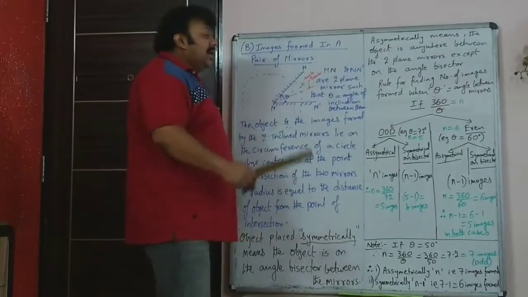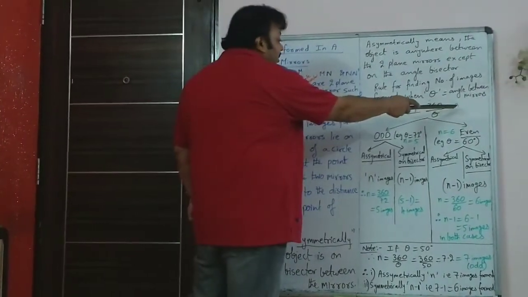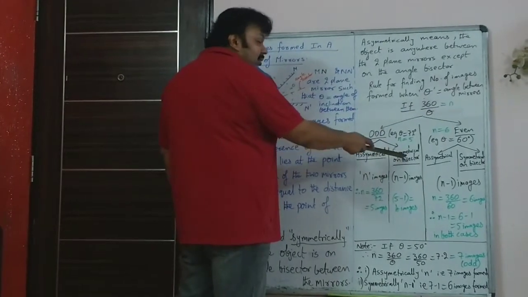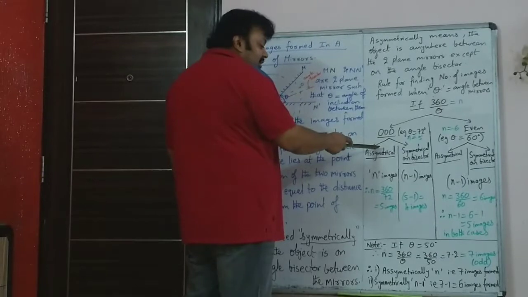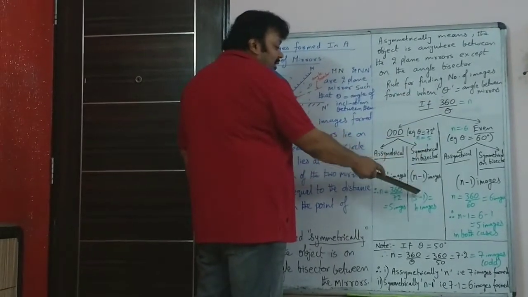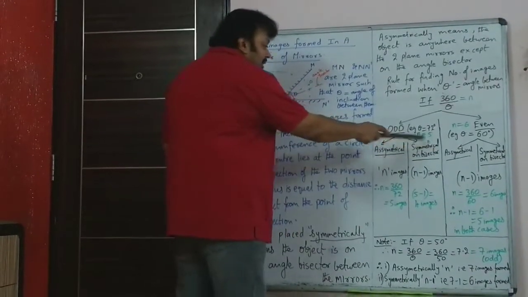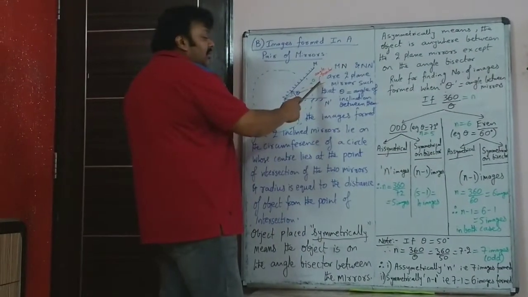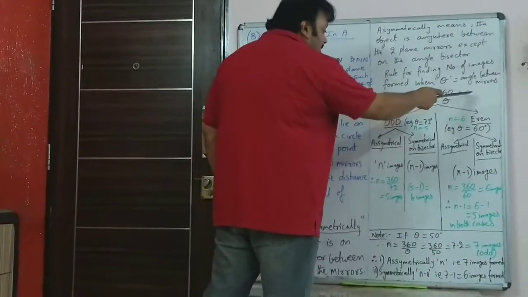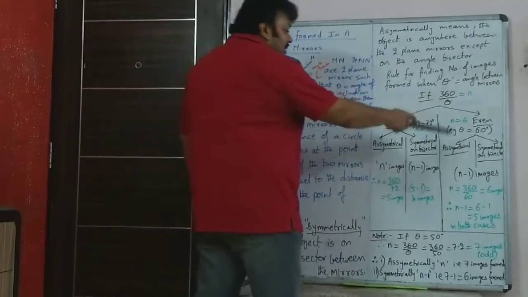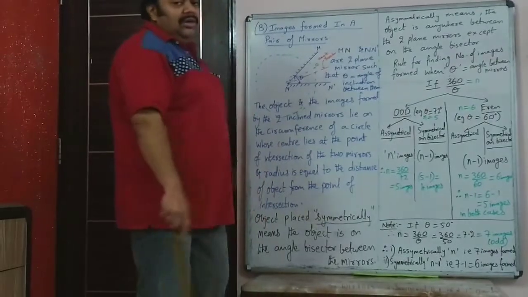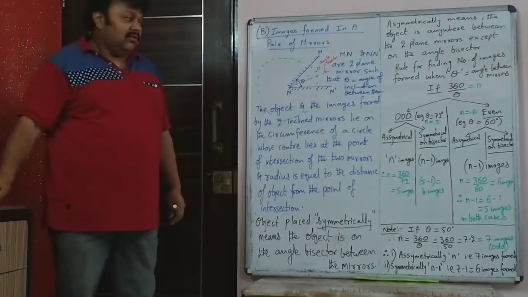So substitute the value of theta, find n, see whether n is odd or even. If it is odd, see whether it is asymmetrical or symmetrical. If it is asymmetrical, then n images. If it is symmetrical, then n minus 1 images. What do you mean by symmetrical? Symmetrical means the object is on the angle bisector. If it is an even number of images, like say theta is 60, then you get n minus 1 images for both asymmetrical and symmetrical formation.